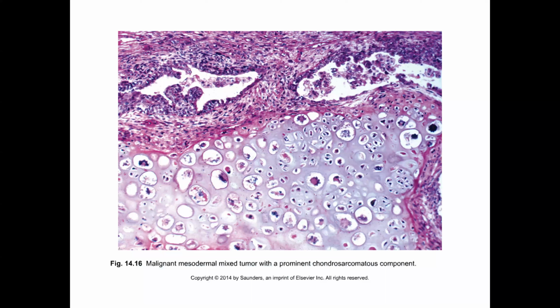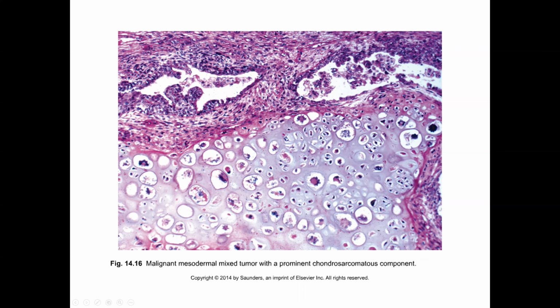So let's just take a quick look back at the malignant mixed mesodermal tumor. Here we see the malignant cartilage tissue with very bizarre pleomorphic chondrocytes, then closely transitioning to an epithelial component here.